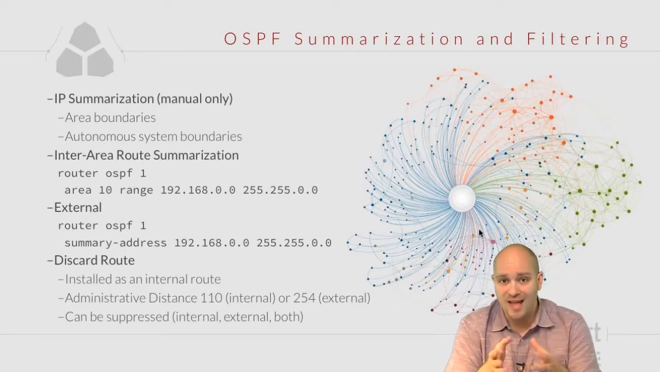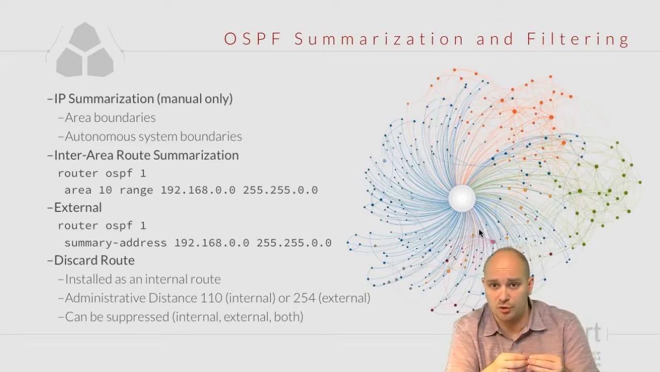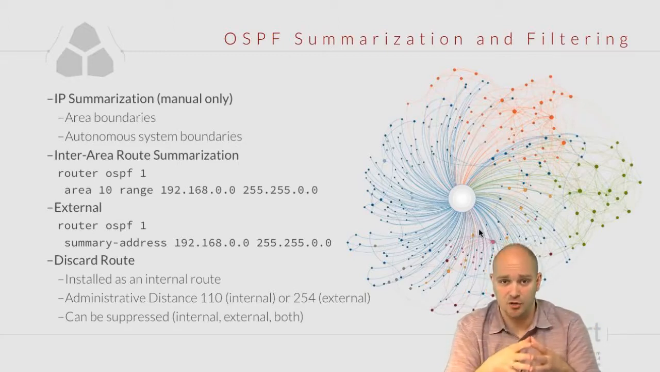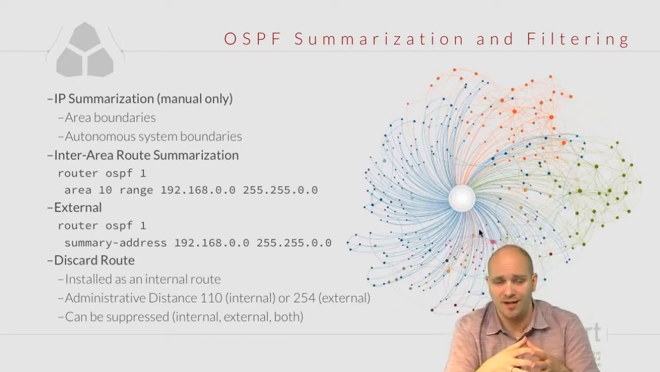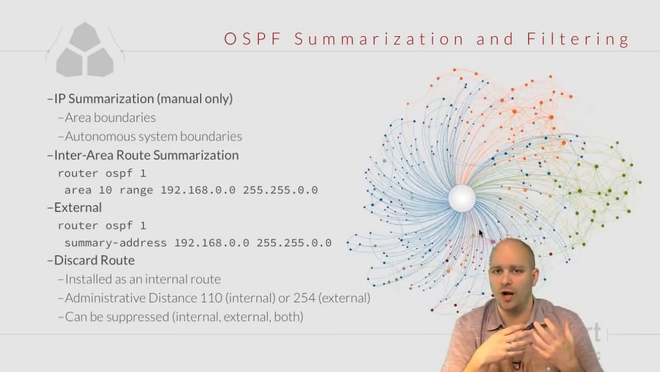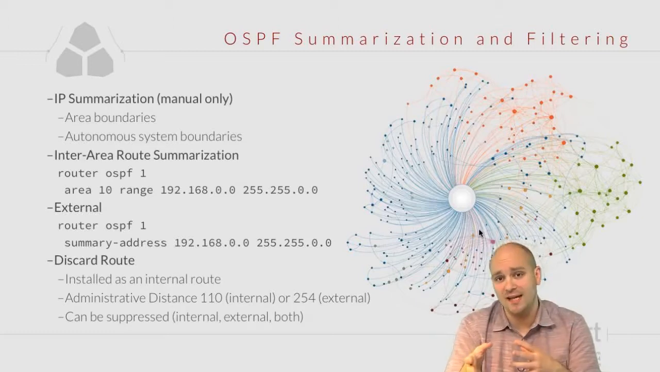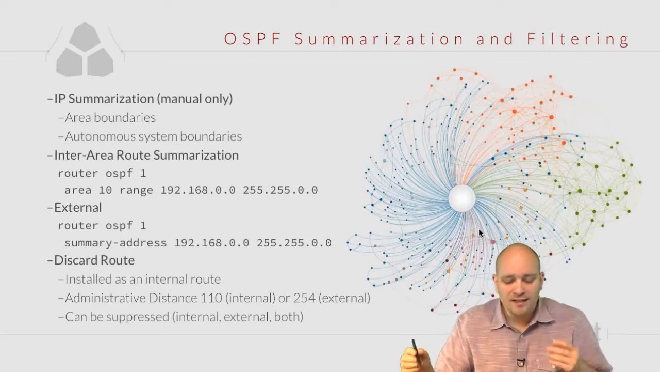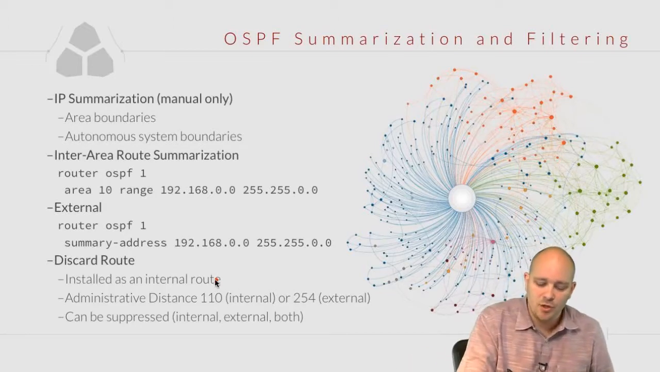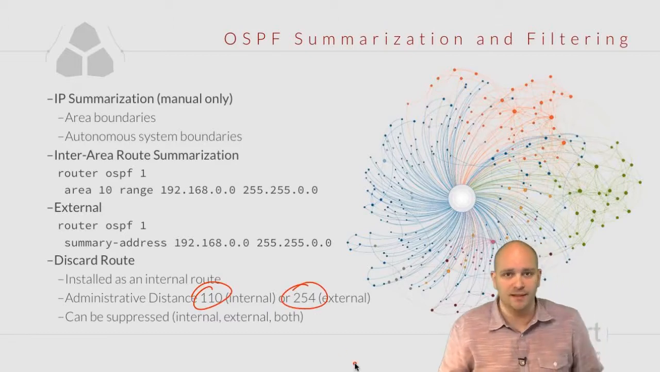That means that when you create the summary, either of the internal or the external routes, you are going to get the discard route. The discard route will be pointing to the null 0 interface. It will always be installed as an internal OSPF route, regardless of what you are actually summarizing. Are you summarizing external routes or are you summarizing inter-area routes? What you are going to end up having as the discard route in the local routing table of the ABR or the ASBR performing the summarization is always going to be an internal route.